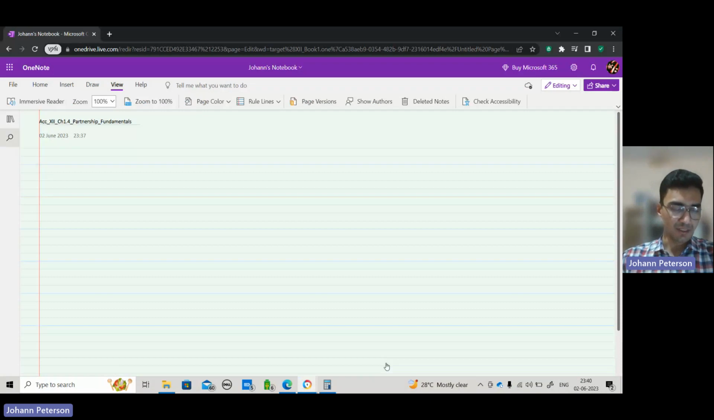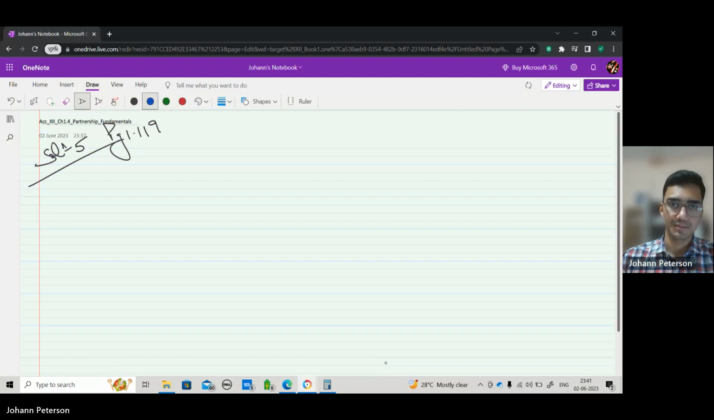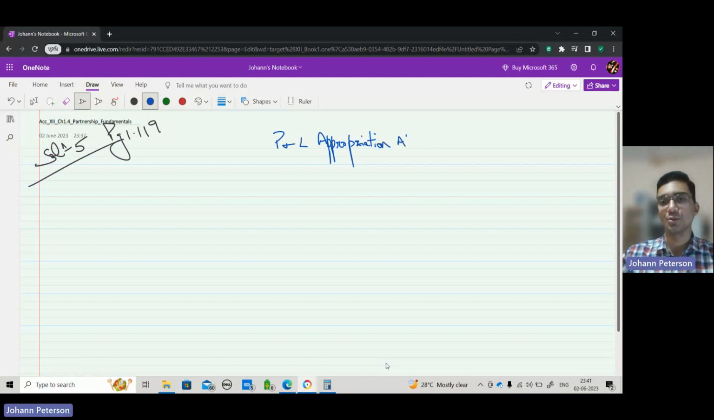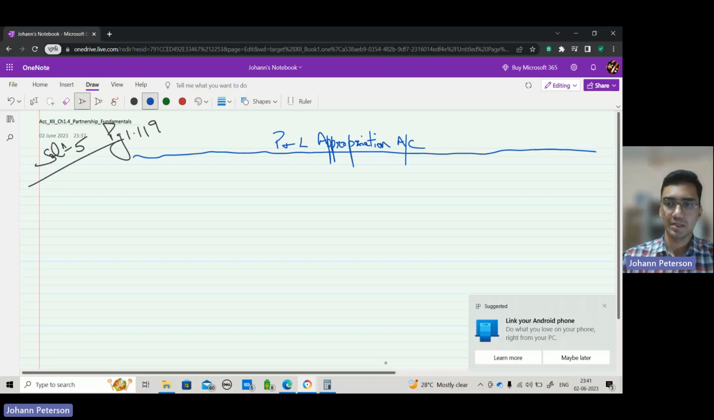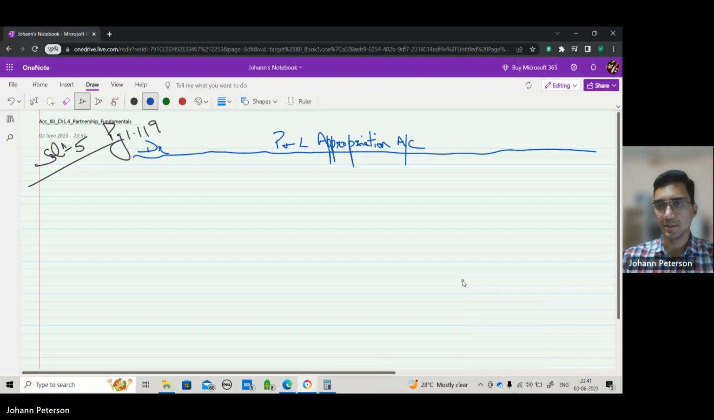Okay, so let's start by doing something about this. So this is question 5, as I said, on page 1.119. So first we will make a P and L appropriation account. As we know, every account has two sides. So here also we're going to write the names. One is a debit, one is a credit.